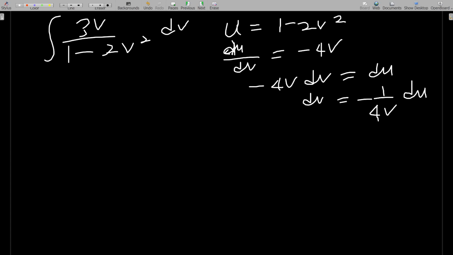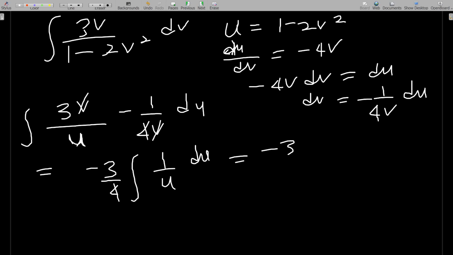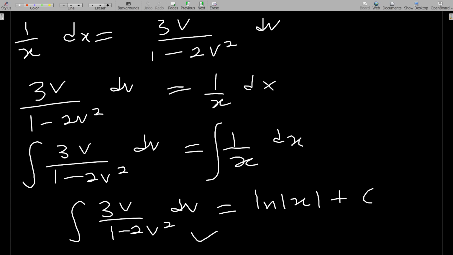So let's go ahead and put it back. I have the integral of 3v, then the denominator is our u, then our dv is minus 1 over 4v du. So v can take v out. Then we have something like minus 3 over 4. I hope you understand this integration. Then du. So this should be minus 3 over 4 ln of u. So that is the integral form of the left side of the equation. So I quickly come and put it here.